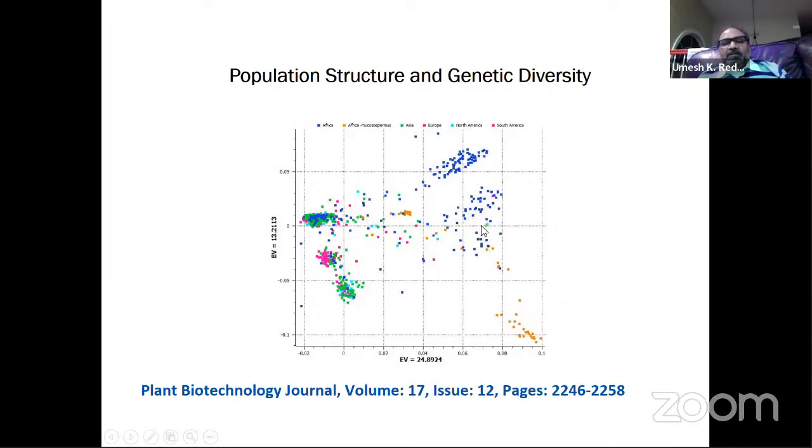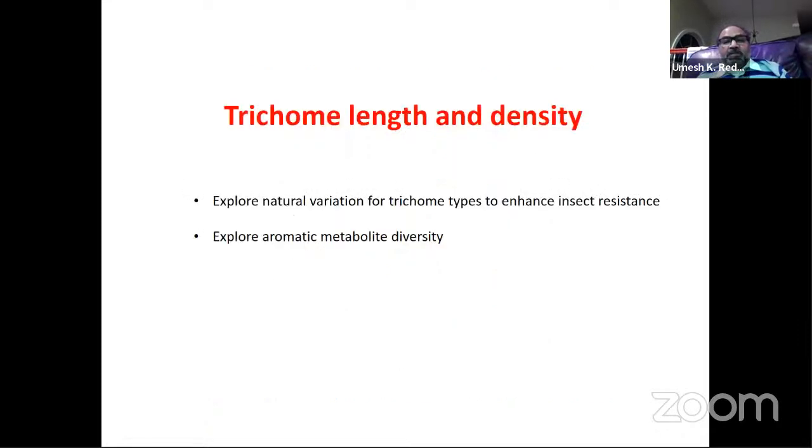these 3 semi-domesticated or landraces develop, from which, you know, concurrently this cultivated species develop. So we published this paper in Plant Biotechnology Journal, in which we have even published the whole genome sequence of watermelon. So in our lab, we work on insect resistance for the watermelon. The trichome length and the trichome density are 2 important features that resist insects. And also we study aromatic metabolite diversity for this.